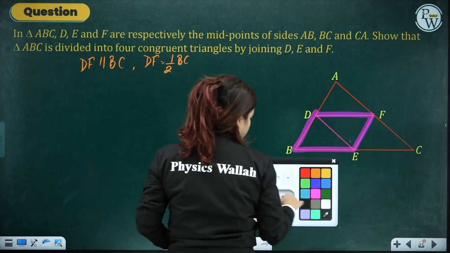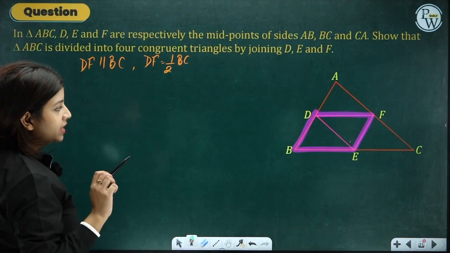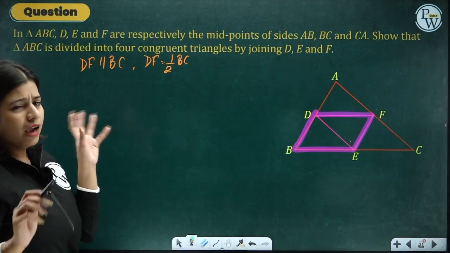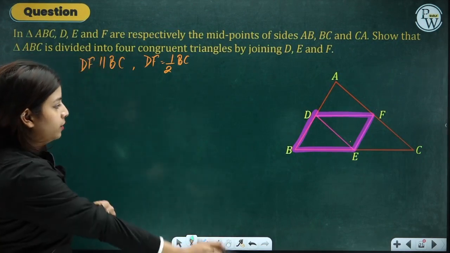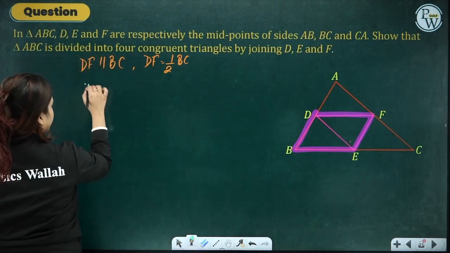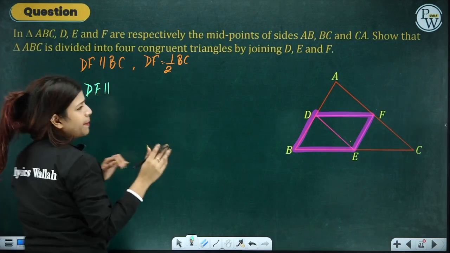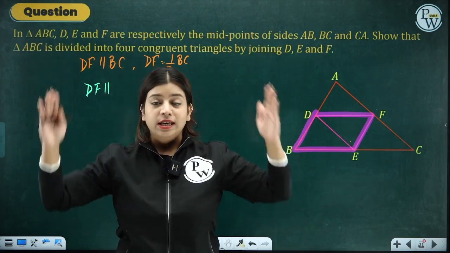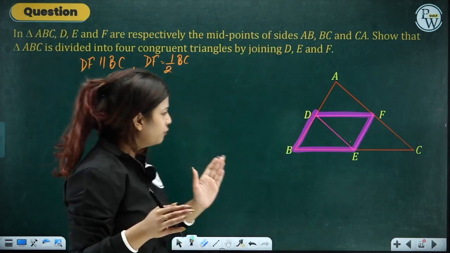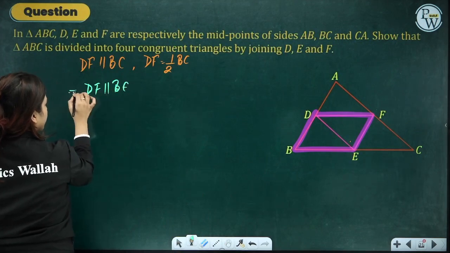DBEF. This is the figure that we have to focus upon. Now in this figure, we have to prove that this is a parallelogram. Now what can we do? If DF is parallel to BC, students, then DF will be parallel to a part of BC, that is BE. So DF will be parallel to BE as well.